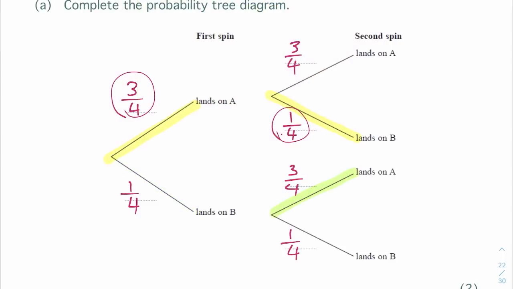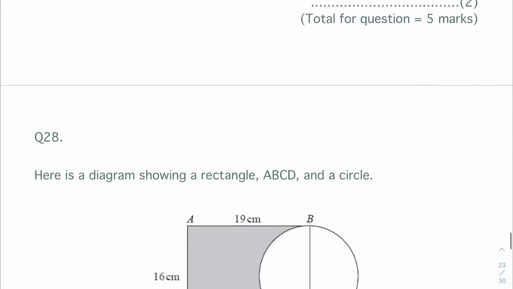You'd add your answers together. Okay, so lots that can come up with probability trees.